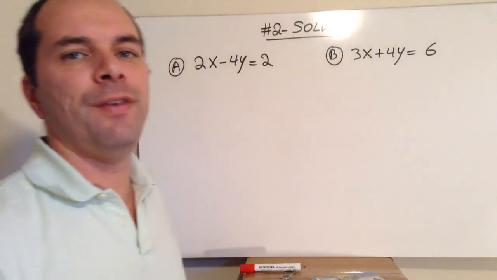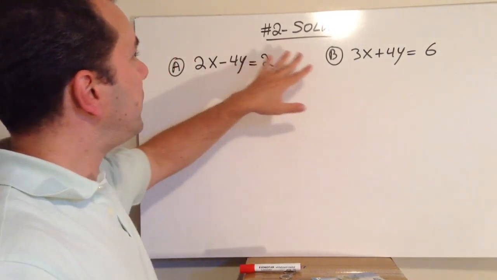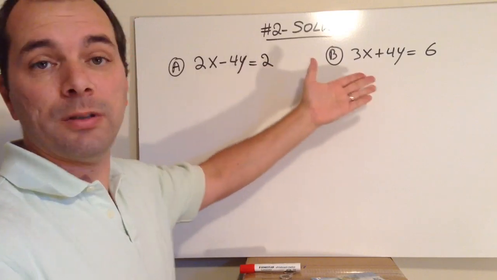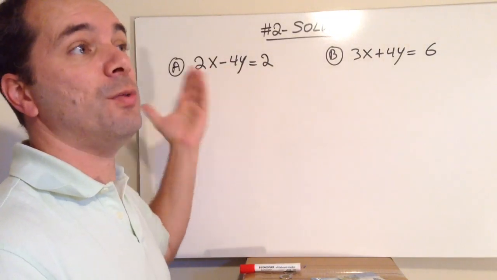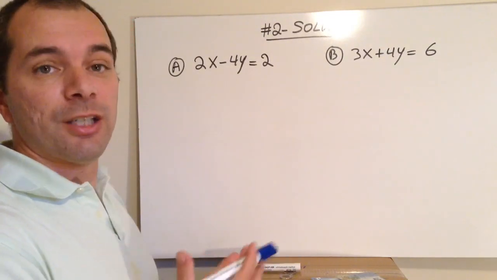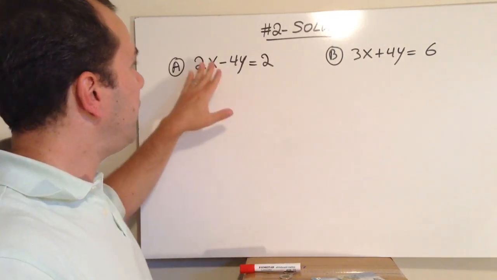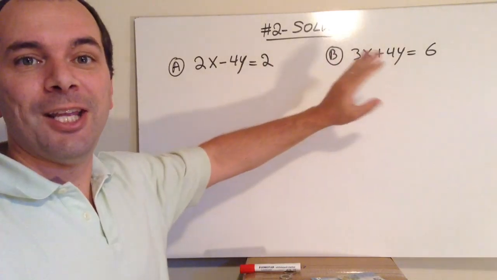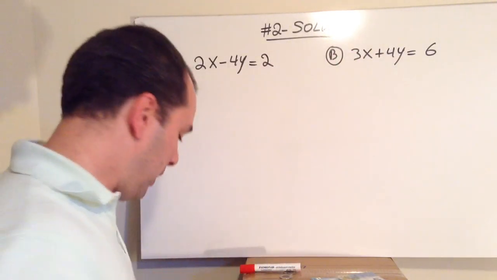So from the previous video, we have two linear systems, one linear system with two linear equations, and we need to find the point of intersection, so we need to solve it. So we need to find the x and the y value that make the left side equal the right side, and there's only one solution.